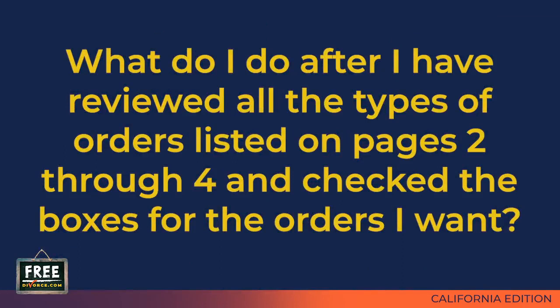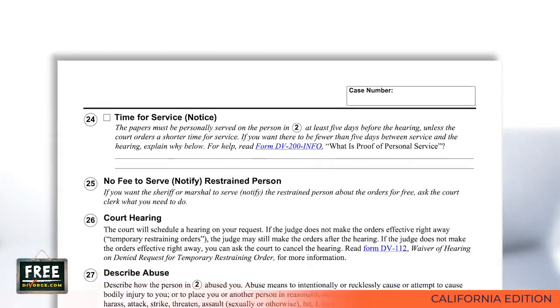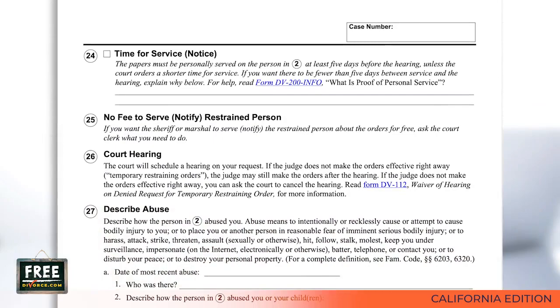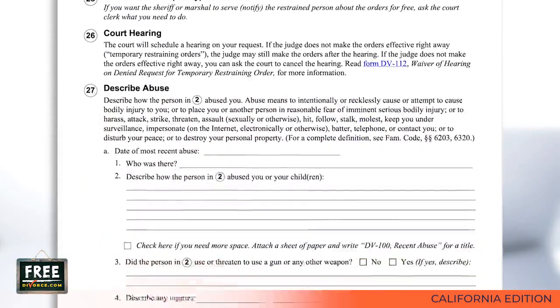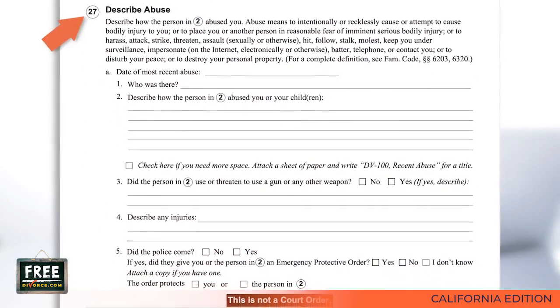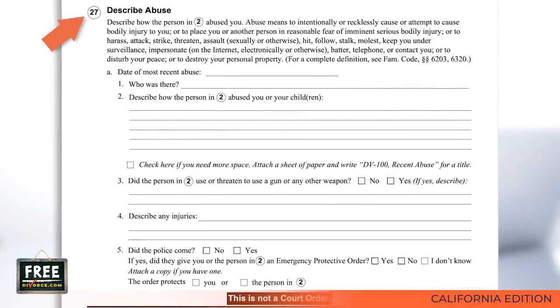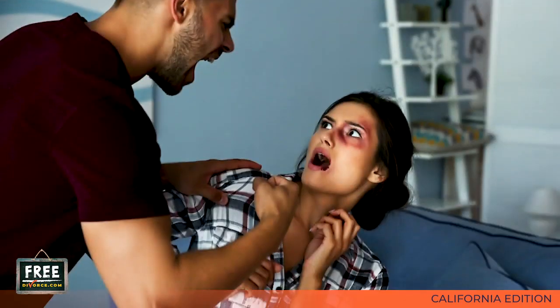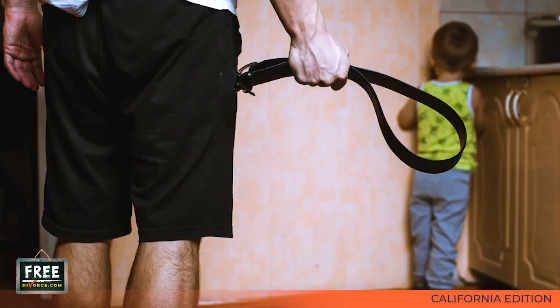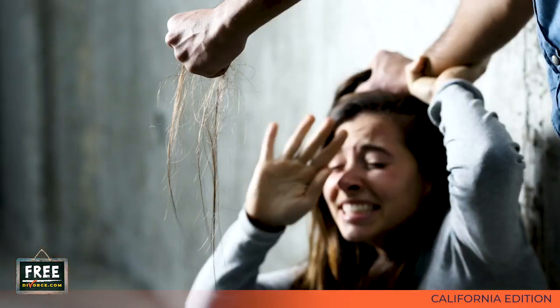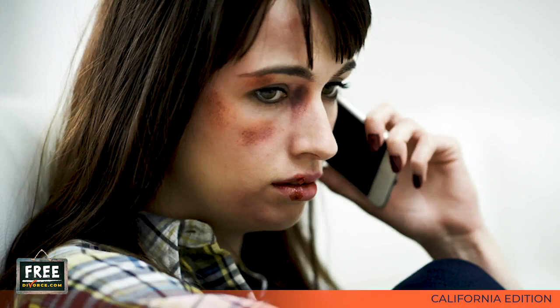What do I do after I have reviewed all the types of orders listed on pages 2 through 4 and checked the boxes for the orders I want? When you fill out the DV100, you want to pay special attention to item number 27 on page 5 of the form. In item number 27, you describe how the other person has abused you and/or your children. You start with the most recent act of abuse and then describe other acts of abuse.